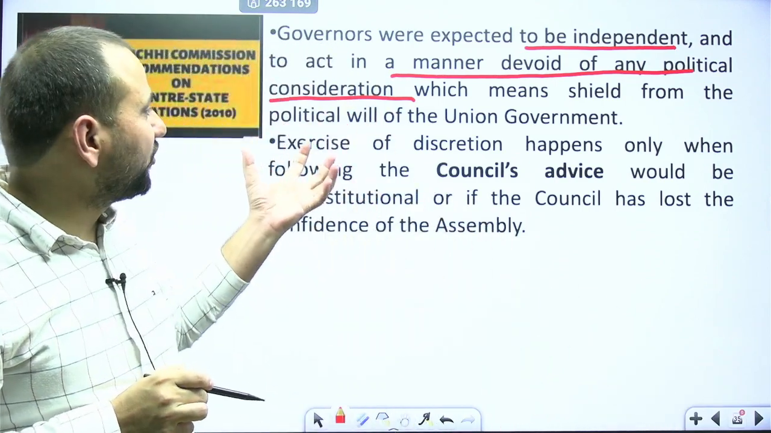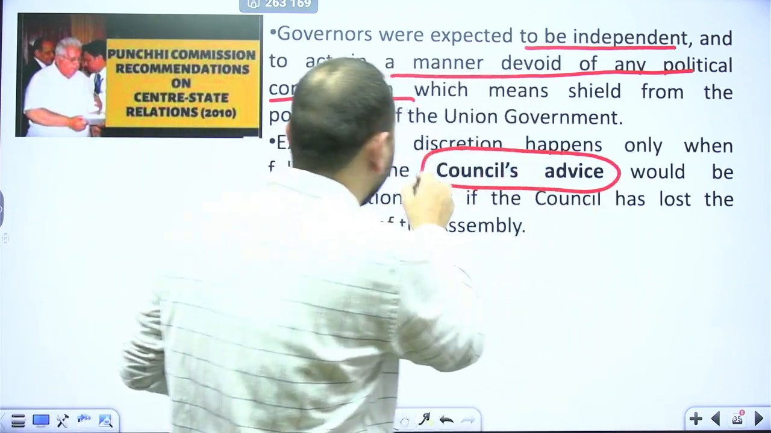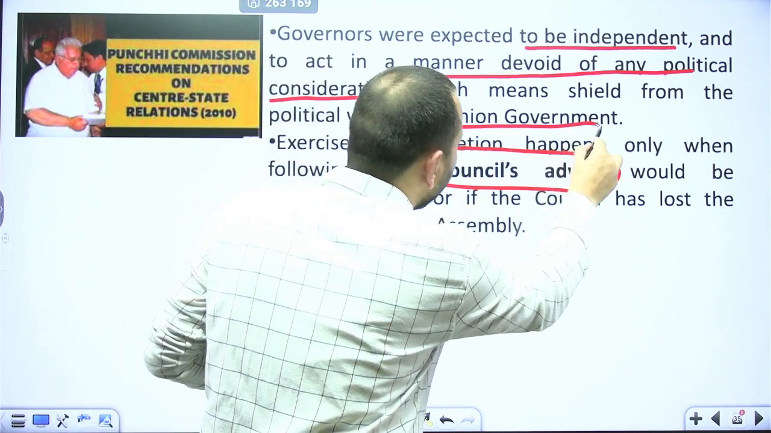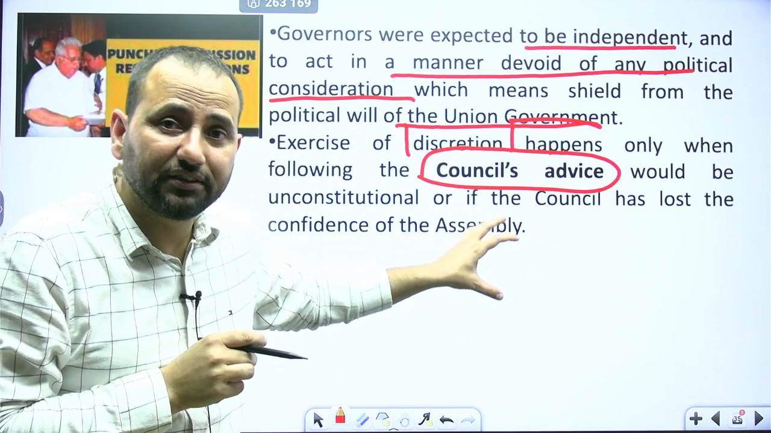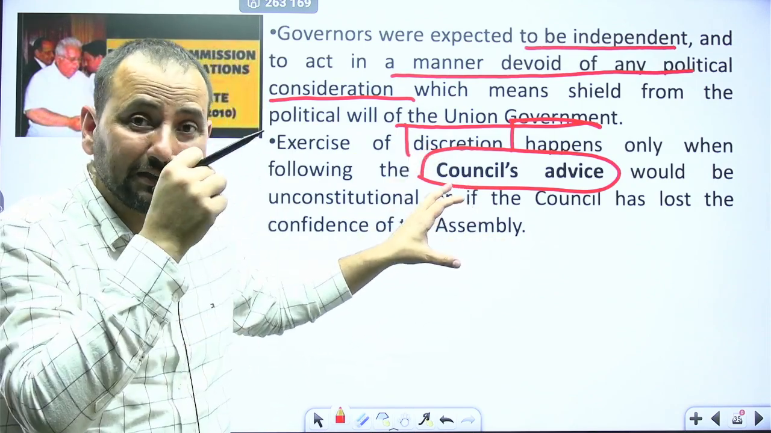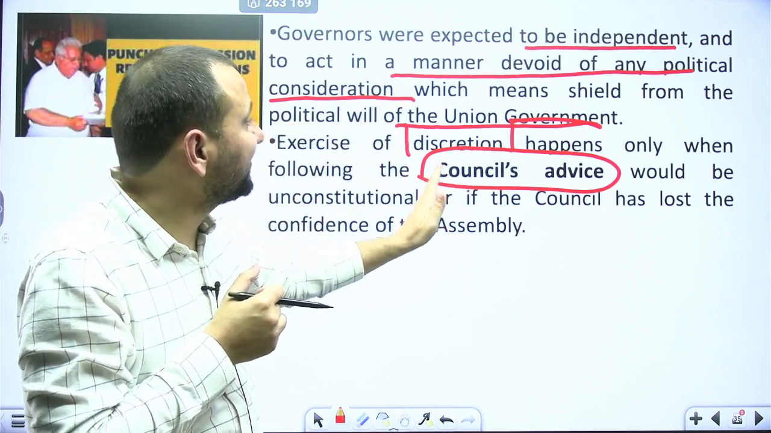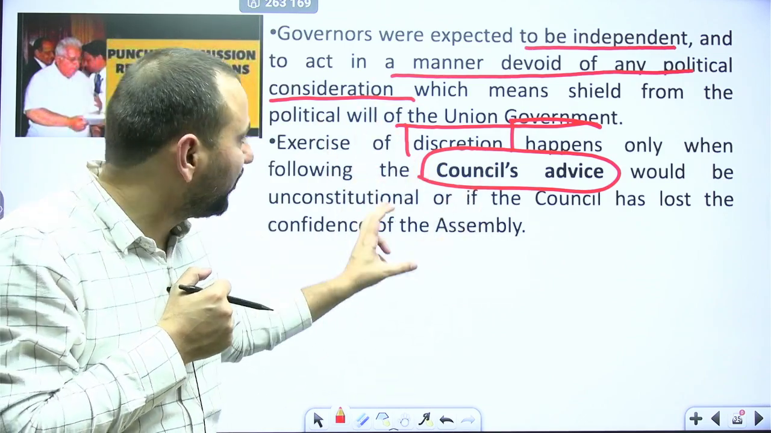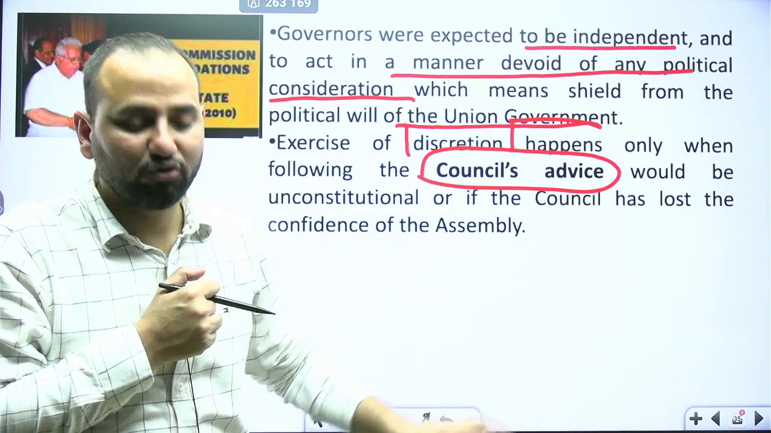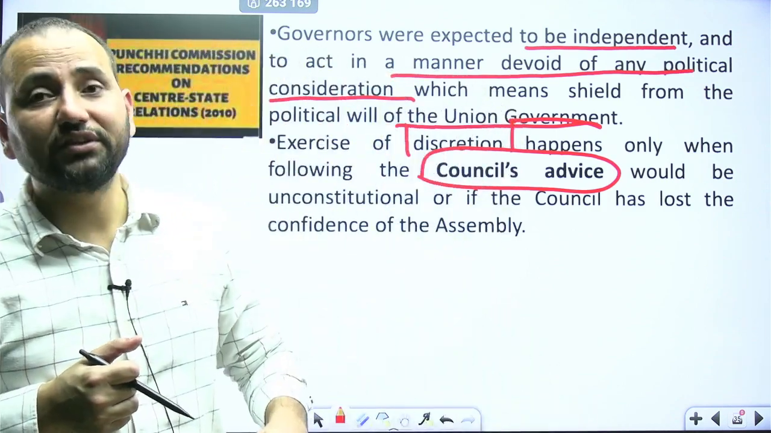Again, if you talk about this whole structure, it should work on the advice of the Council of Ministers, except where we have these discretionary provisions. Apart from these discretionary provisions, which are situational as well as required at some places, at all other places it should work. So on this advice of the Council of Ministers, the Punchhi Commission came up with various other provisions associated with this.